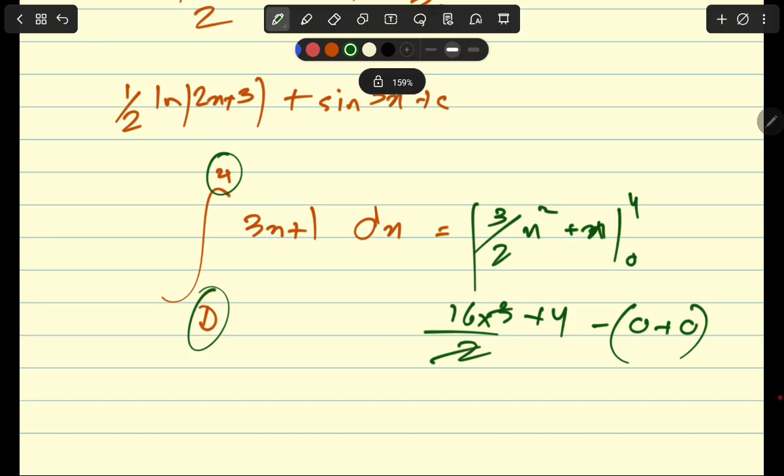So this becomes 48 upon 2 is 24, plus 4 is 28. 28 square units, right? Or you just write square units, right? That's the answer.